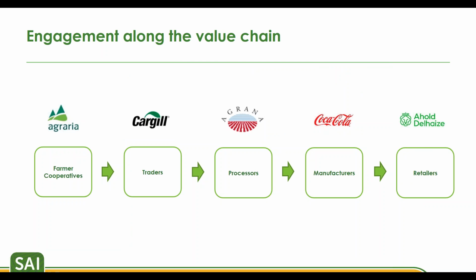Within SAI platform, we strive for the engagement along the supply chain. So we have members, active members, who are everything from farm cooperatives all the way up to the manufacturers. And I'm not suggesting this is an actual supply chain. This is just a hypothetical example of where our members place within that supply chain. So we do have traders, processors, manufacturers, and retailers as well.